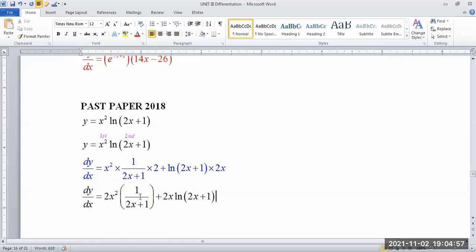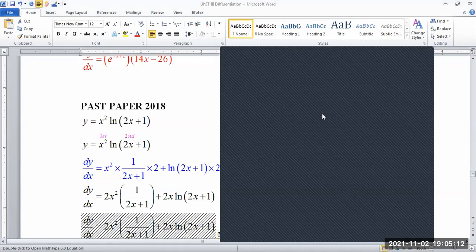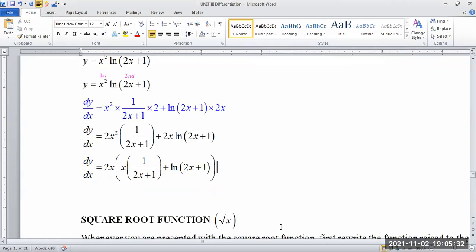What can I factor out? What is common here that is common there? 2x plus 1, 2? No, it's just the 2x. It's just 2x alone that is common. And what is going to be left is going to be x. So I'm factoring out my 2x. 2x is common here, 2x is common here.